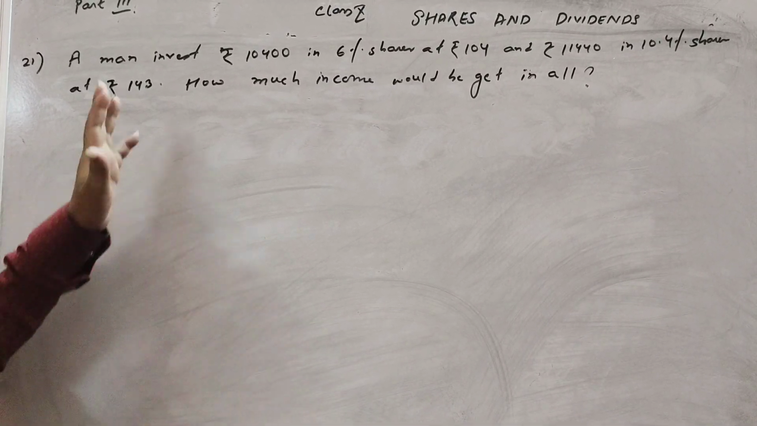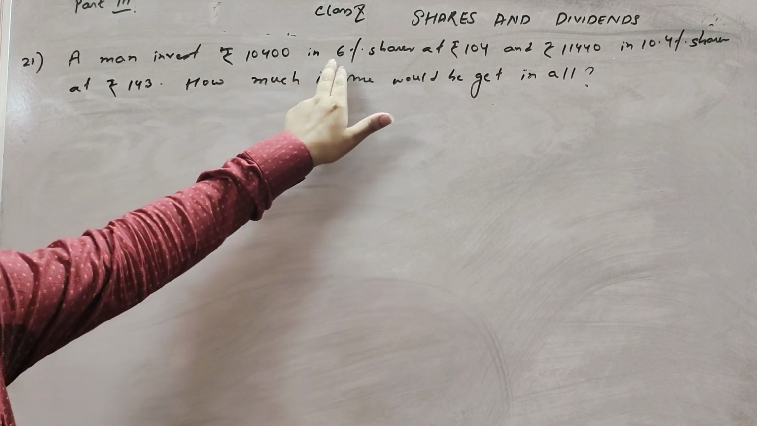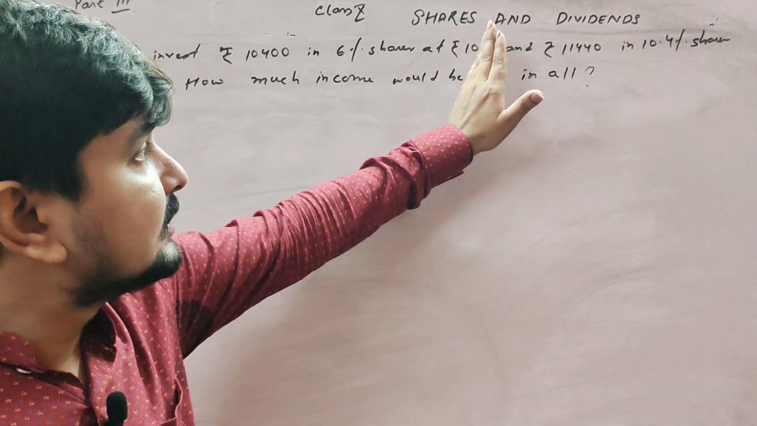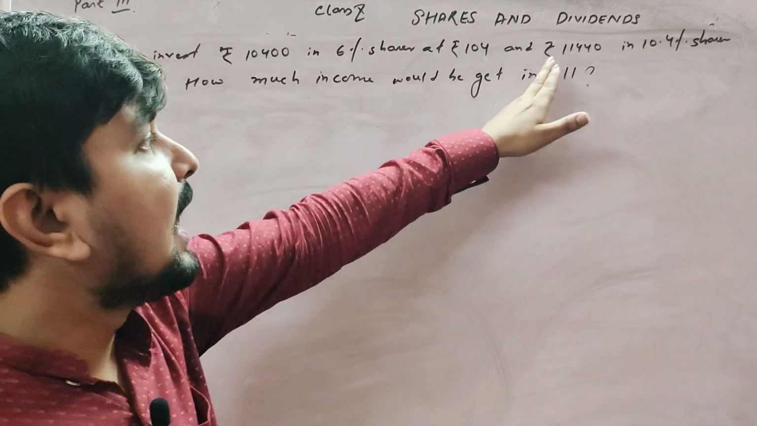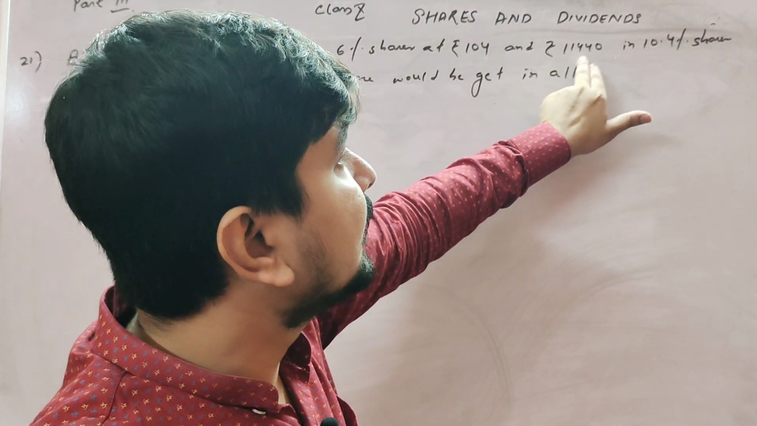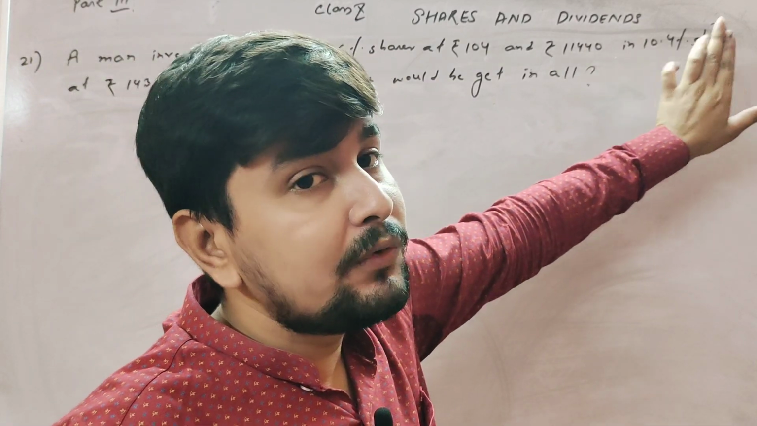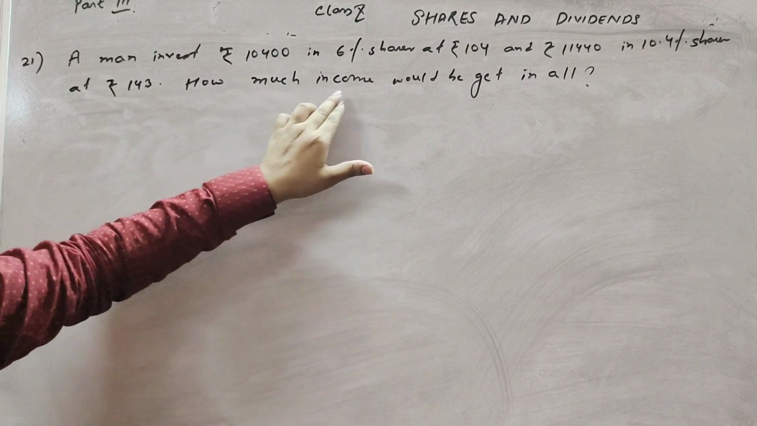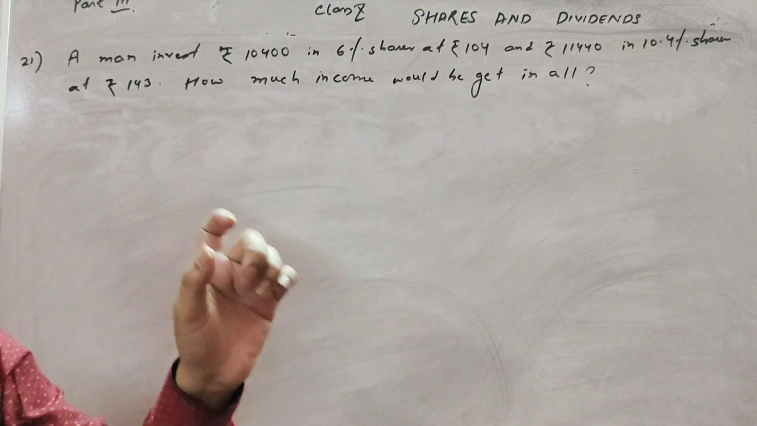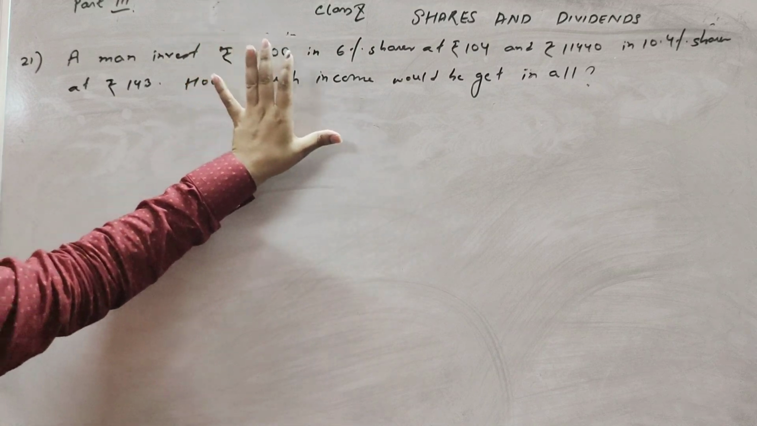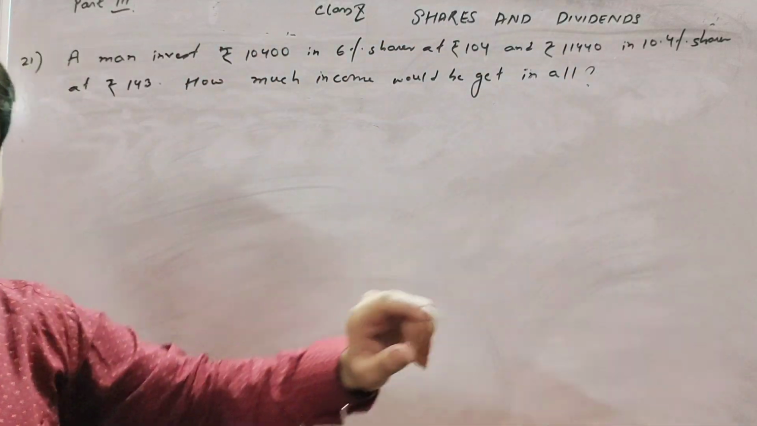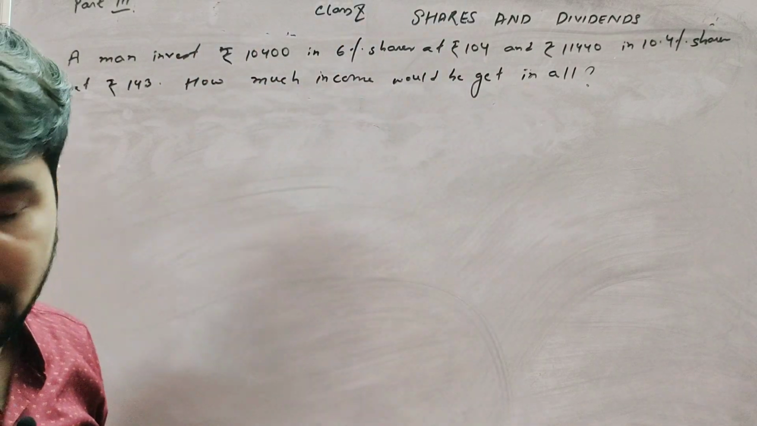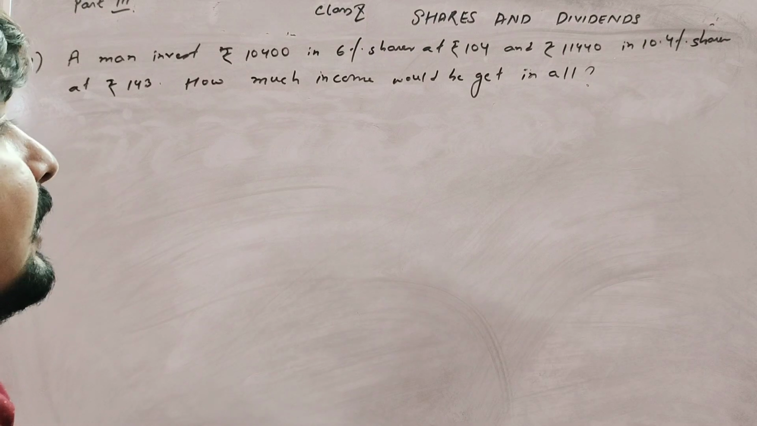Please read the question. A man invests 10,400 in 6% shares at rupees 104. This is one part of the question. Second part, and invests rupees 11,440 in 10.4% shares at rupees 143. How much income would he get in all? That means a man invests in two portions. First one is this one and the second one is this. Okay, how much income he gains from this one and this one, add it. That means total income. You find the total income.